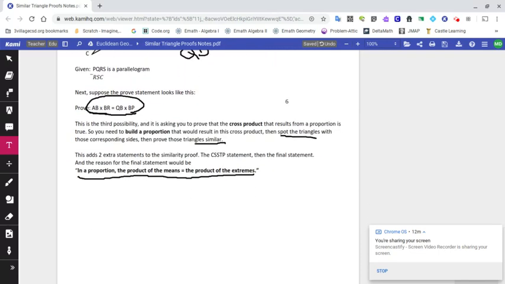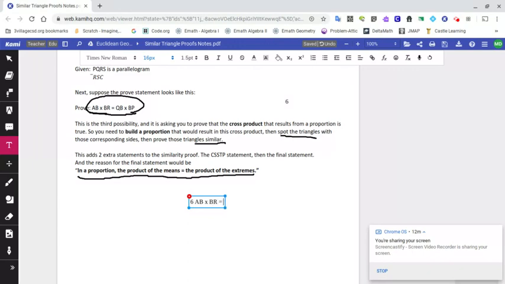Maybe I'll put it down here. Number 6 would be, okay, I got to retype the proof statement, AB times BR equals QB times BP, okay? And my reason would be 6, okay, in a proportion, the product of the means equals the product of the extremes. Okay, that would be your answer.